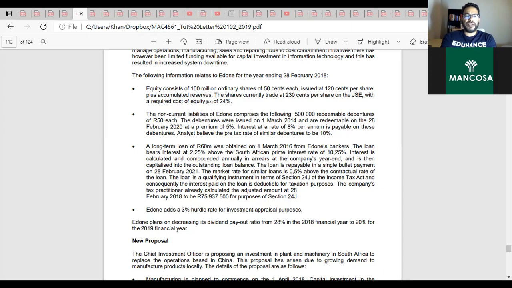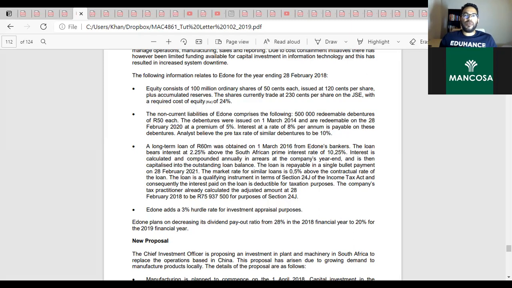At Section 24J, we can see we have a long-term loan. We can see what was given. The first thing we want to identify is which of the market rate or market value was given. Once again, the market rate was given. So we most likely have to calculate the market value.